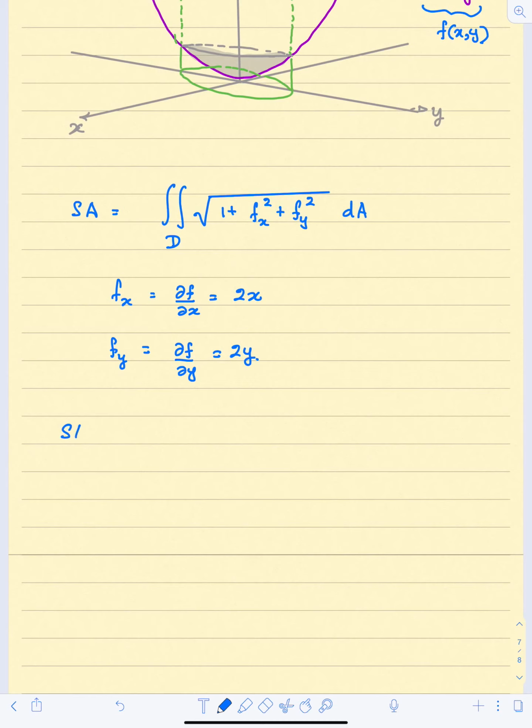Okay, now we can update our formula. We have the double integral over a domain D of square root of 1 plus 2x squared plus 2y squared dA. F sub x is 2x, f sub y is 2y. Okay, now what is D?